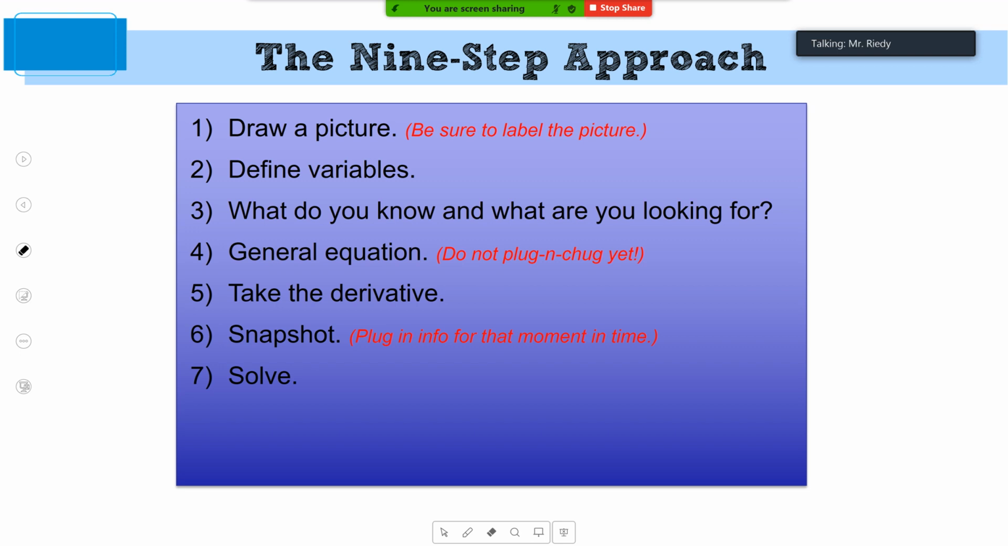Number 7, solve it. So you have a derivative, you know some information, you're going to plug it in, you're going to solve. If you prefer, plug and chug.